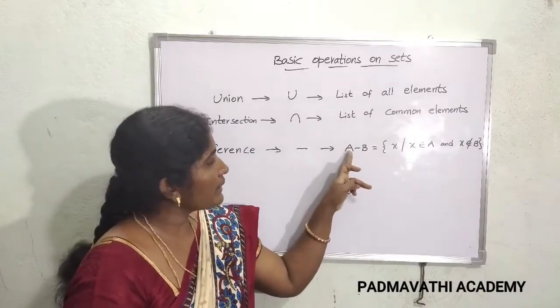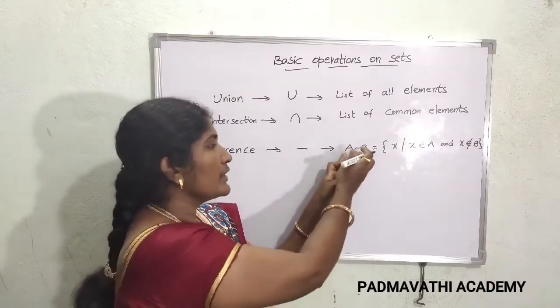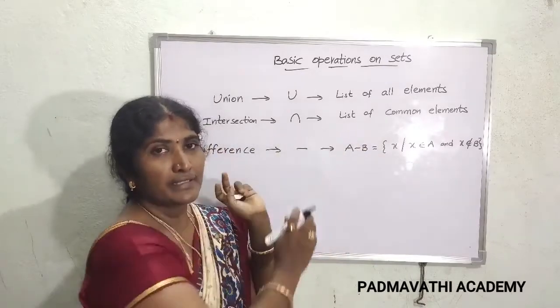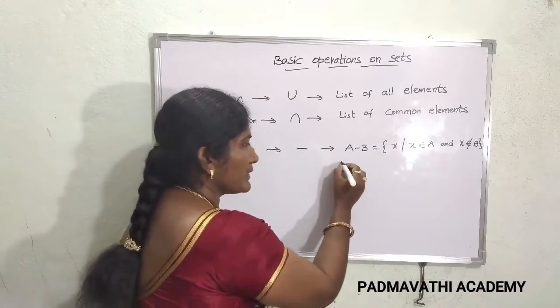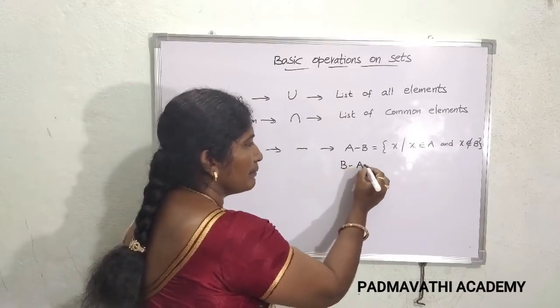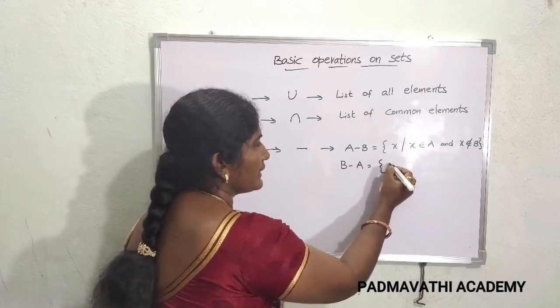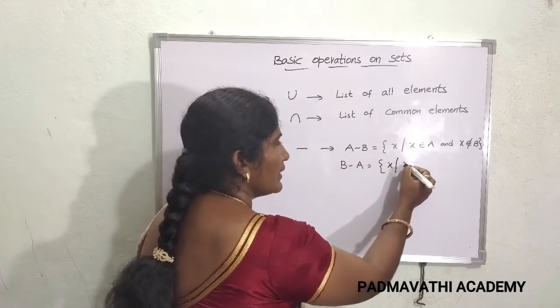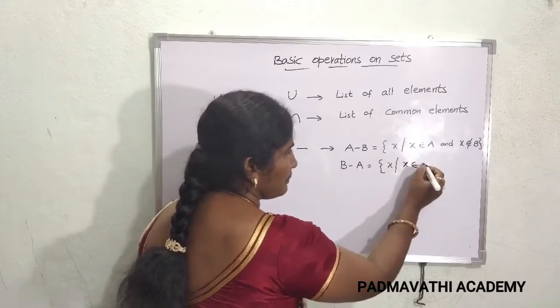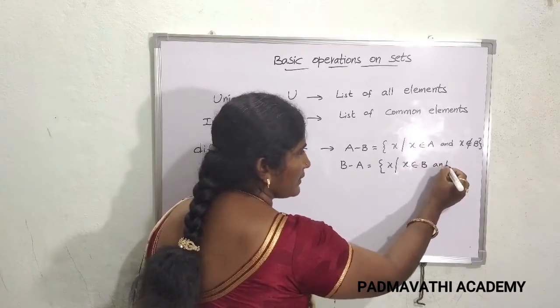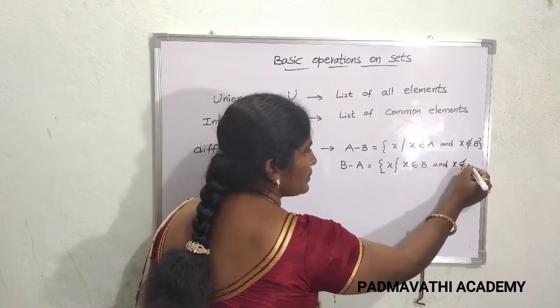Only the remaining elements which are present in A should be written as A minus B. Suppose B minus A. B minus A means how can we write? X such that X belongs to set B and X does not belong to set A.